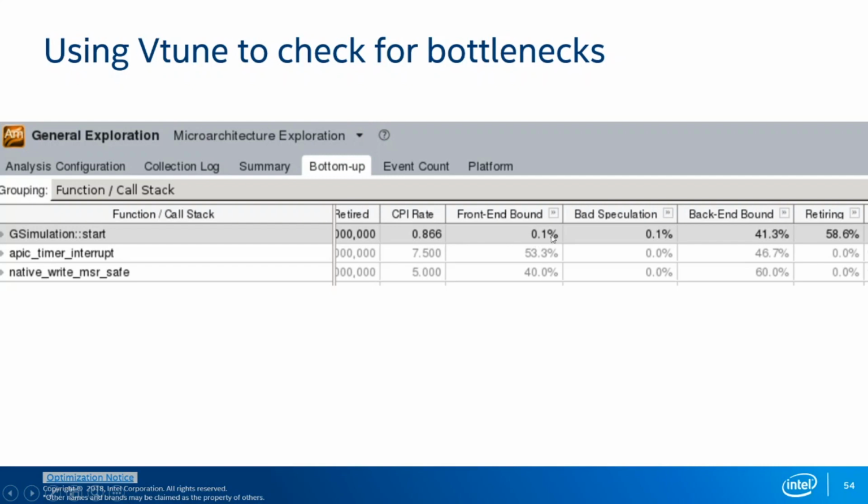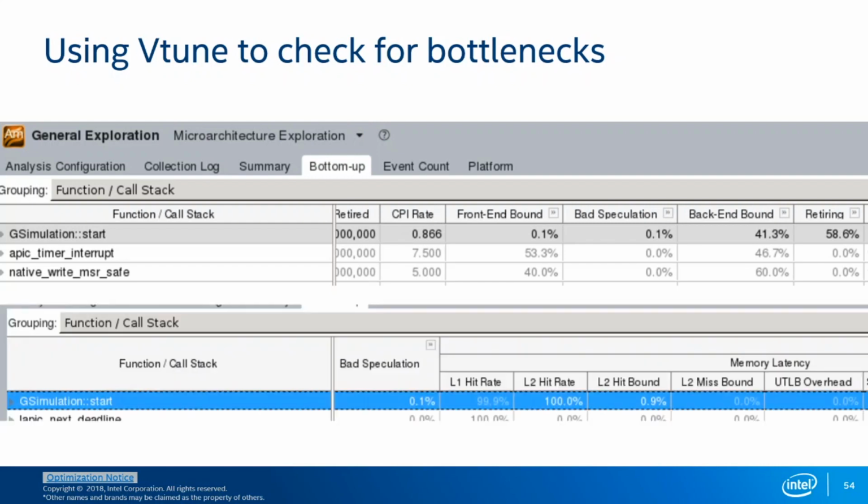We see nothing is front end bound, and that makes sense. We have a very simple kernel. We see there's no bad speculation, and that's because we don't have any branching. We see that the metrics for back-end bound and retiring are pretty high. So essentially what this is saying is that close to 60% of our instructions are retiring successfully without being stalled, and the rest are being stalled in the backend.